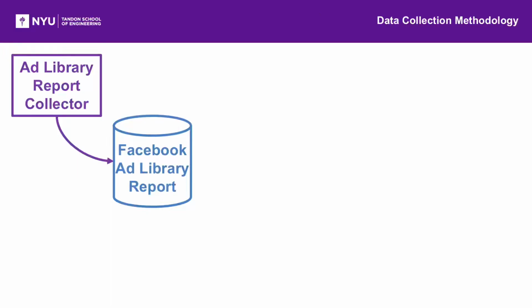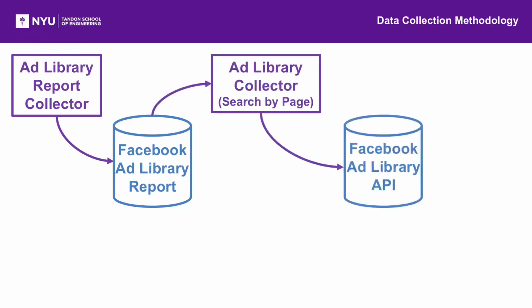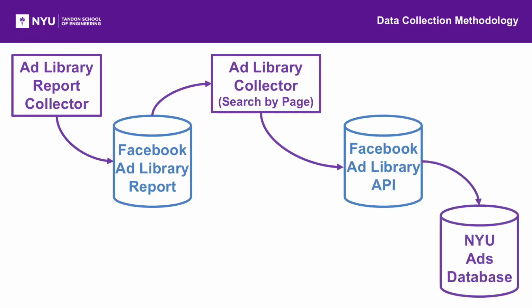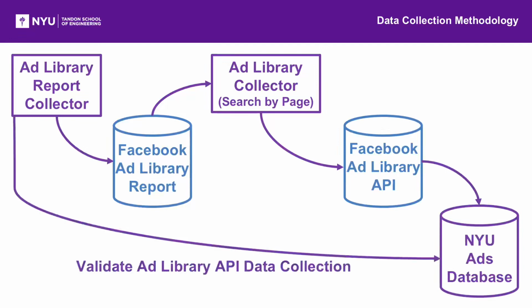Okay, moving on to how we collected all this data. In order to maintain as complete a copy of the ad library as possible, our data collection process is as follows. We start by collecting the Facebook ad library report with a scraper. Then, with the Facebook ad library report for a given period, we query the ad library API for all the advertisers with active ads during the period. We then write all the ads we collect to our database. Then we validate our data sets by comparing our data to the most recent Facebook ad library report.